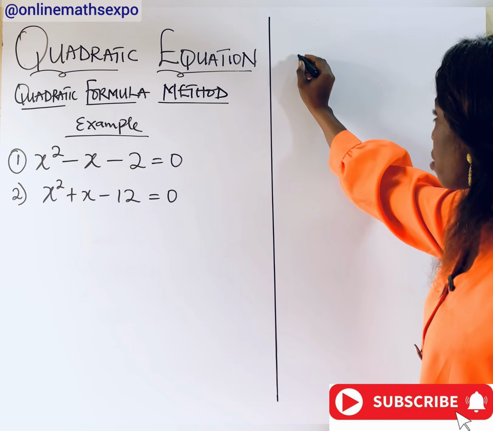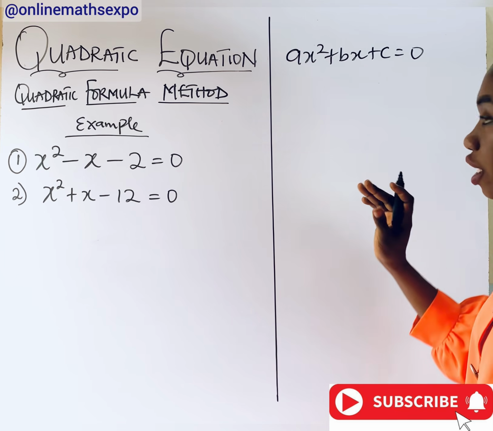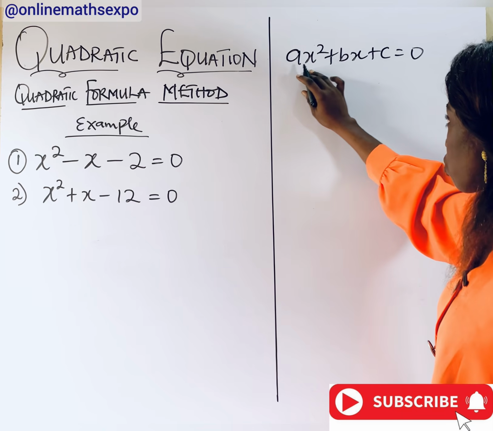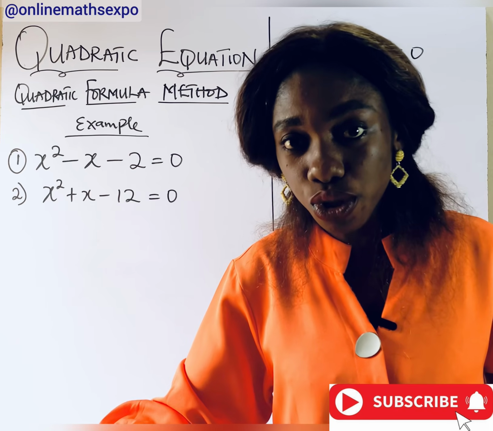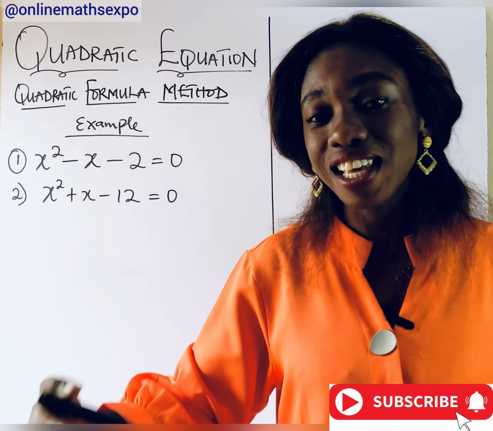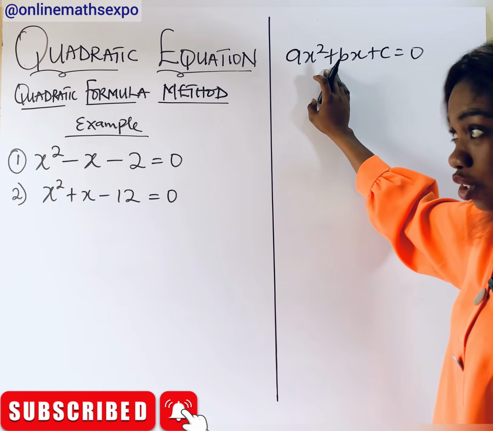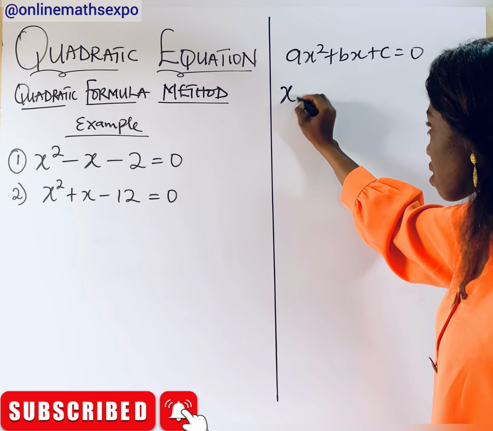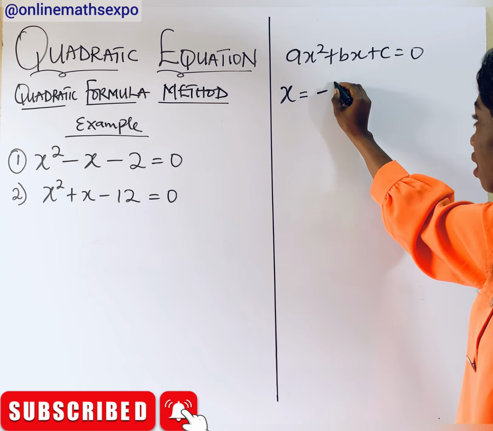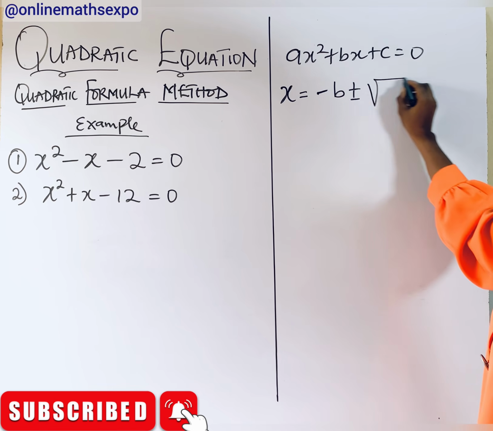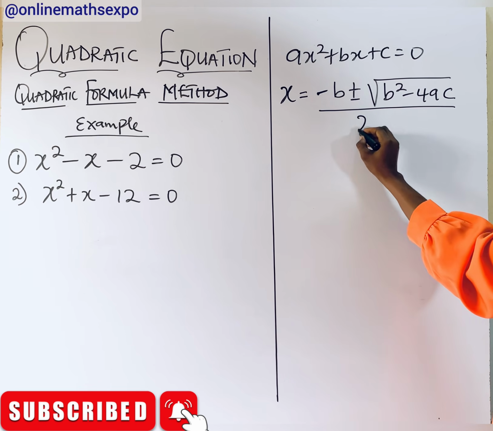Remember that if we are given the general quadratic equation equal to 0, then the formula method is to find the value of x. Remember, the value of x you are finding is what we call the roots of the equation, or we can also say it is the values of the unknown. So we usually call the roots of the equation, or you can still say the solution, is given by the formula: x equals negative b plus or minus square root of b squared minus 4ac, all over 2a.